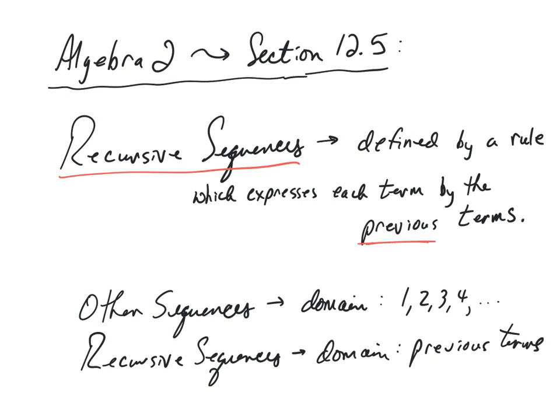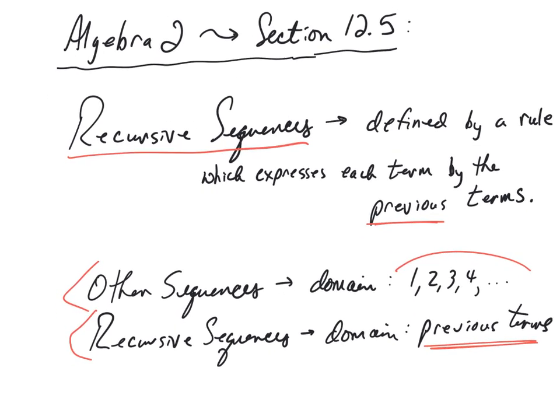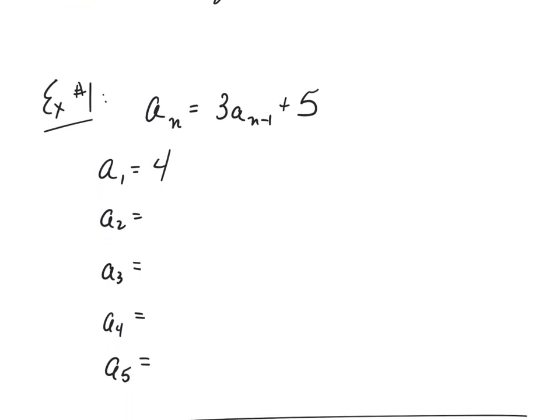All right? And so with all of our other sequences, our domain values, unless you've been told otherwise, have started at 1, then go 2, 3, 4, consecutive integers. But with recursive sequences, our domain values are always the previous terms. So we're not going to go with consecutive integers. We're just going to go with whatever previous terms were given to us. So it's a lot different, quite a bit of a change from all of our other sequence problems.